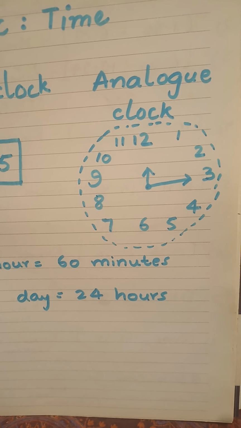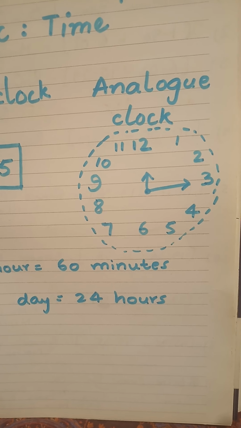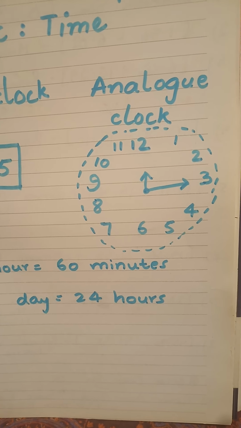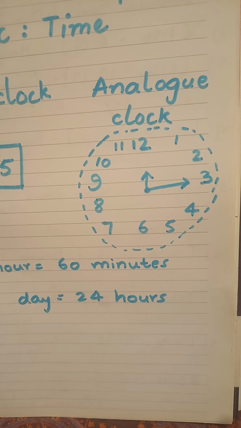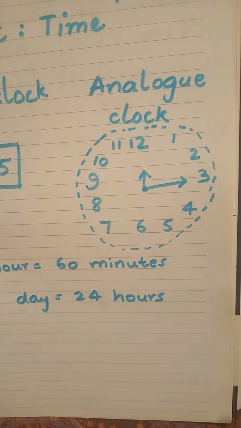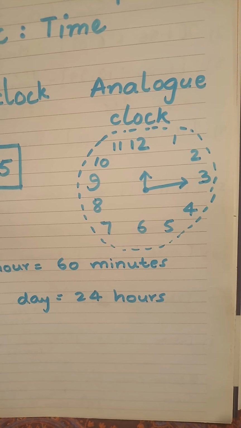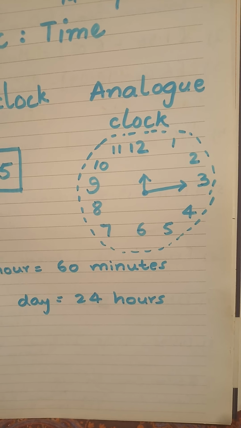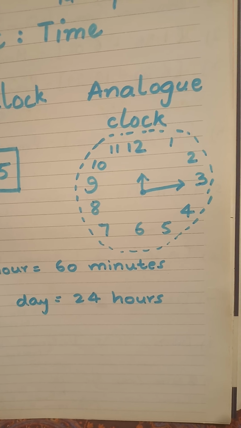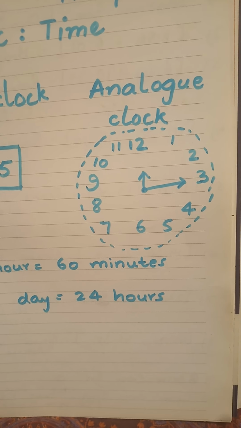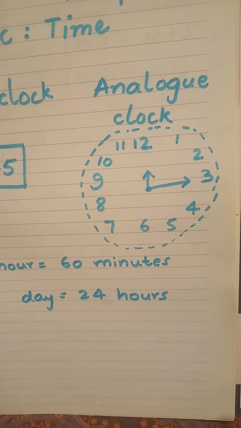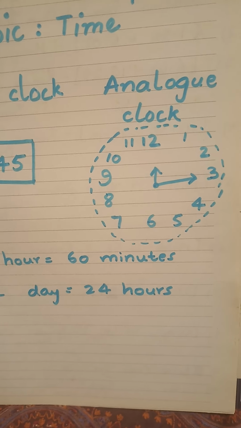Now these two parts of the day are represented by AM and PM. The first half of the day is represented by AM. So the first 12 hours of the clock are represented by AM, and the next 12 hours of the clock are represented by PM. We will learn more about AM and PM in the next lesson.